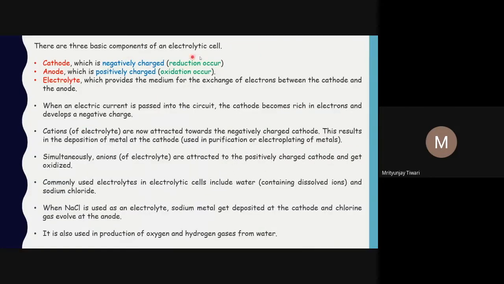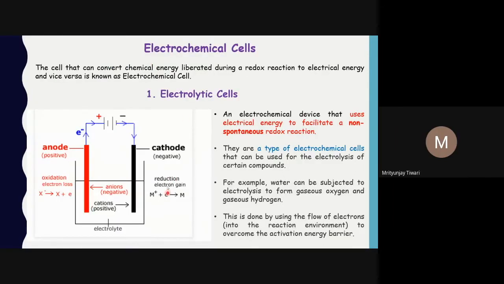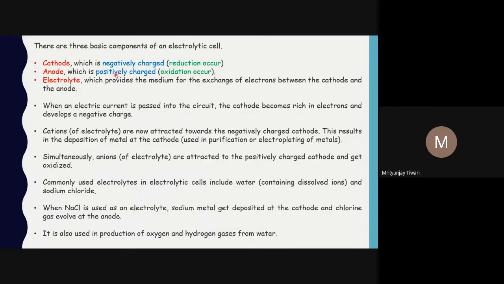There are three basic components of an electrolytic cell. The cathode, which is negatively charged, where we give the negative polarity, and reduction happens at the cathode. The anode, which is given the positive polarity of the battery, where the anions come and lose their electrons, so oxidation happens at the anode. And then the electrolyte, which provides the medium for the exchange of electrons between the cathode and anode.